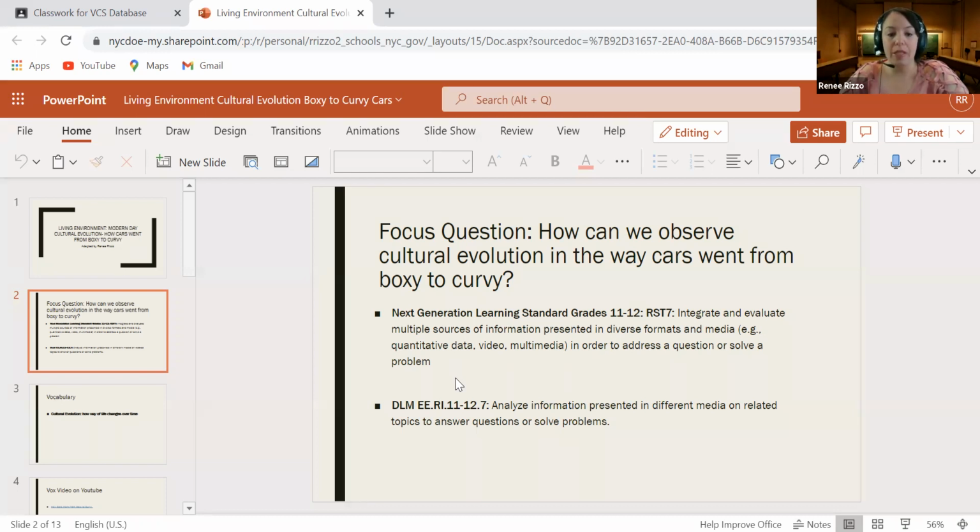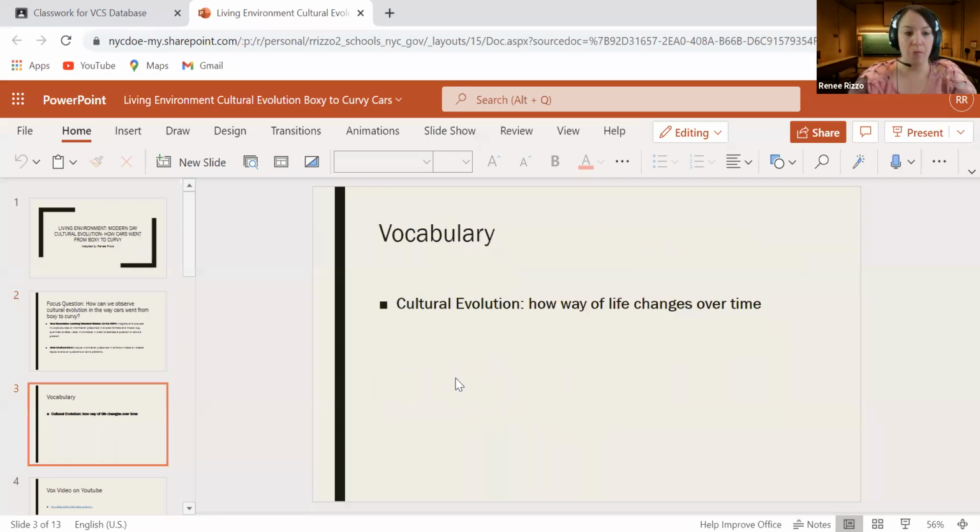The DLM essential element that I believe was addressed at the 11th through 12th grade level is analyze information presented in different media on related topics to answer questions or solve problems. The vocabulary that I believe is essential to understand this lesson, and I defined for students: cultural evolution, how a way of life changes over time.